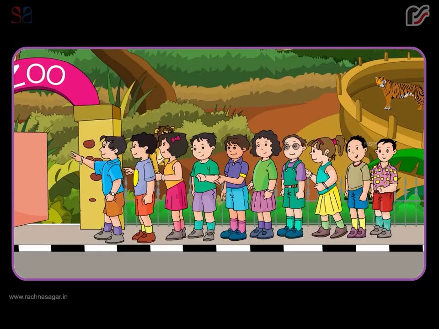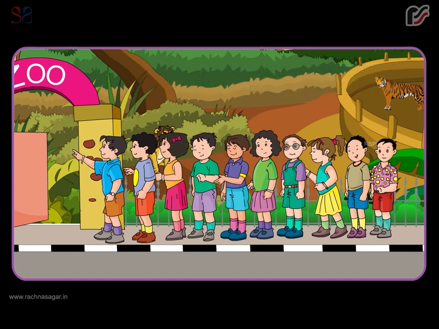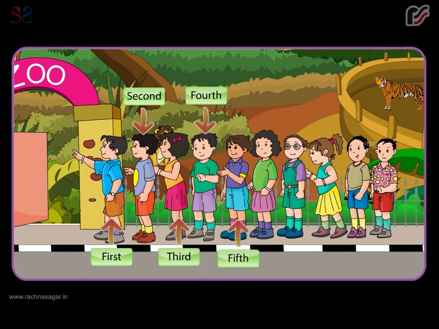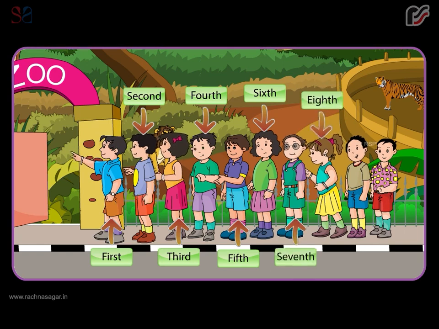Ordinal numbers. Ordinal numbers tell the order of things in a set. First, second, third, etc. Ordinal numbers do not show quantity. They only show rank or position. Look at the position of the children in the given queue. First, second, third, fourth, fifth, sixth, seventh, eighth, ninth, tenth.